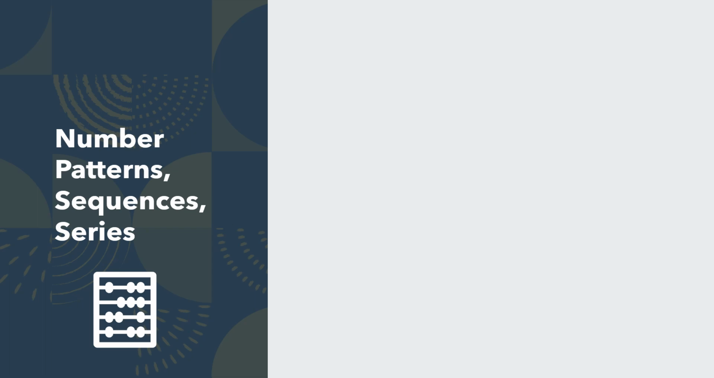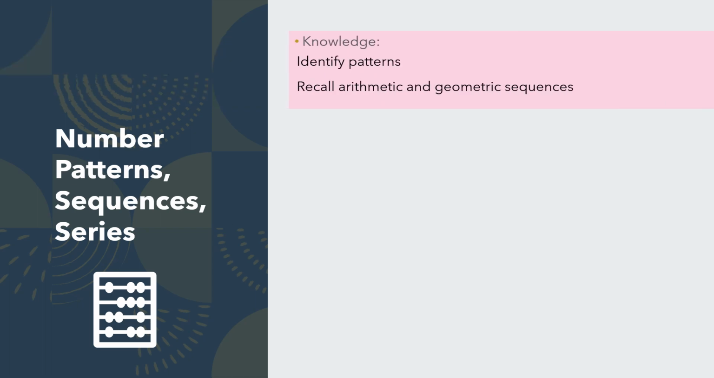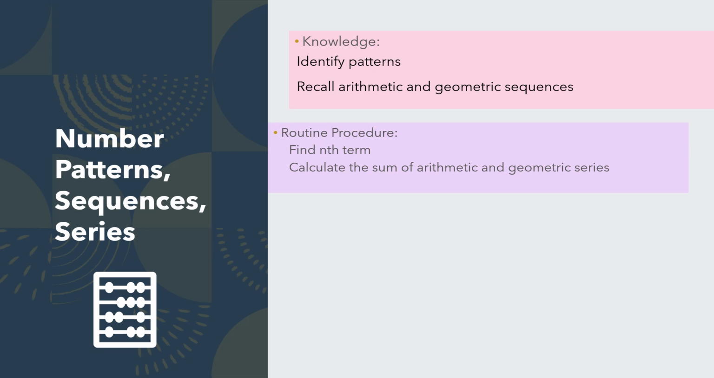Next, we will look at number patterns, sequences, and series. Under the knowledge level, we will see if students can recognize patterns in numbers and recall key concepts related to arithmetic and geometric sequences, like identifying repeating sequences and remembering formulas for the nth term and common differences or ratios. Under routine procedure, we will see if the students can apply established methods for a specific task, like finding the nth term and the sum of a series.